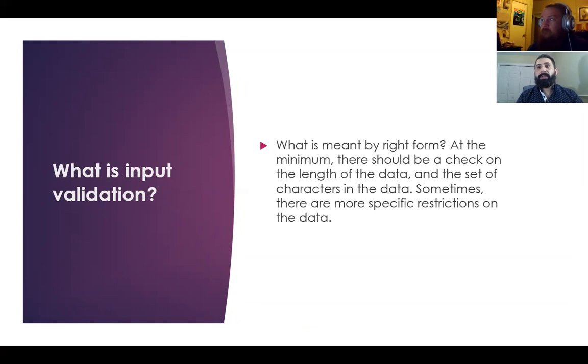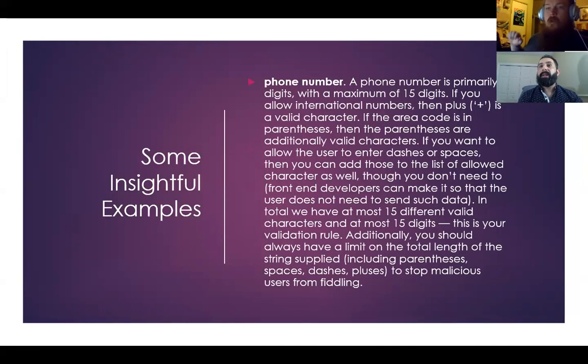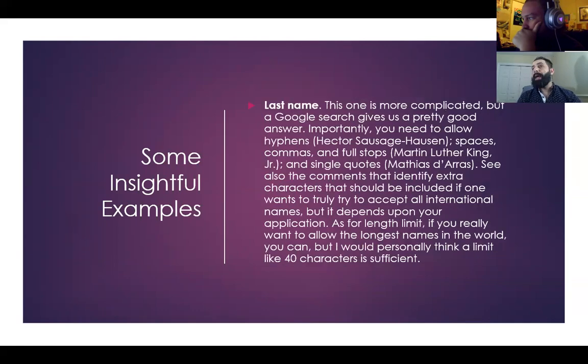So when I reject, what's the right form? At minimum, you should check the length of the data and the set of characters that I'm using for that data. So if it's numbers, it should be numbers. If it's letters, it should be only letters. Sometimes there are more specific restrictions on the data. For example, a phone number. I should check whether I'm having an international phone number or a local phone number, that's different. I need to check.